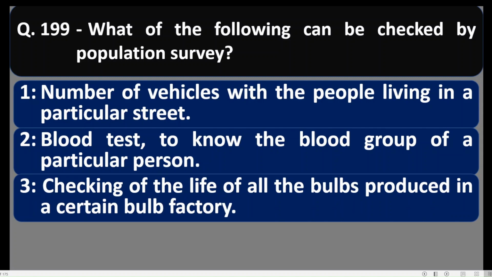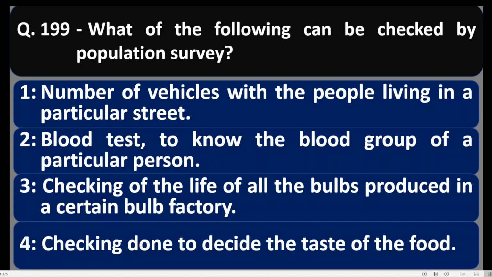Number 3, checking the life of all the bulbs produced in a certain bulb factory. It is also impossible. Here also, a population survey cannot be done to check the life of all the bulbs. Number 4, checking done to decide the taste of the food. It also cannot be done. For tasting the food, the entire food cannot be eaten. So option number 1 is the one in which a population survey can be done, to know the number of vehicles with the people living in a particular street.